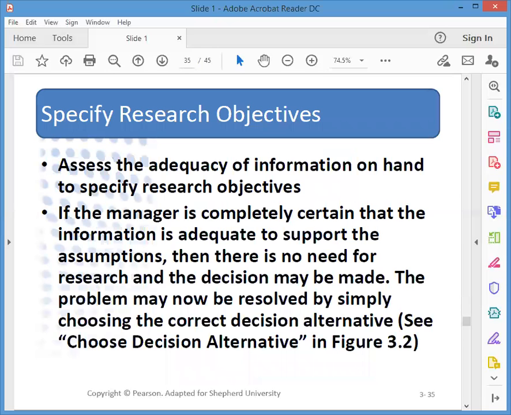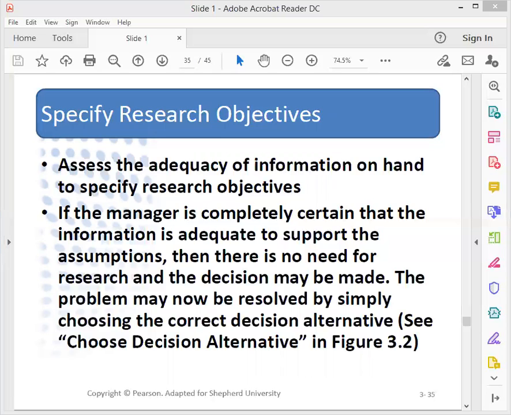So next, we specify the research objectives. We have to assess the adequacy of information on hand. Then if the information is adequate, there's no need for research. If a researcher questions a manager about his or her beliefs regarding the consequences, it may turn out that the manager really is not certain. It's imperative that the manager's assumptions be analyzed for validity.